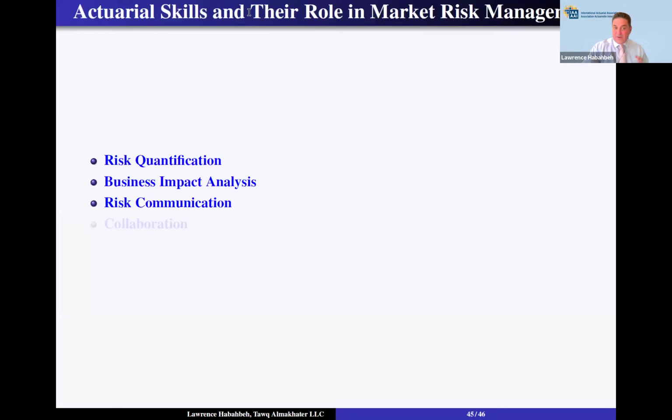So actuaries can be involved in risk quantification, business impact analysis, risk communication and collaboration. And let's just talk a little bit here. I see the actuarial skill set as complementary skills and perspective. They can be involved in developing the methodologies for different internal models. They can be involved in validating those models. They can be the go-to point between the business and the regulators.